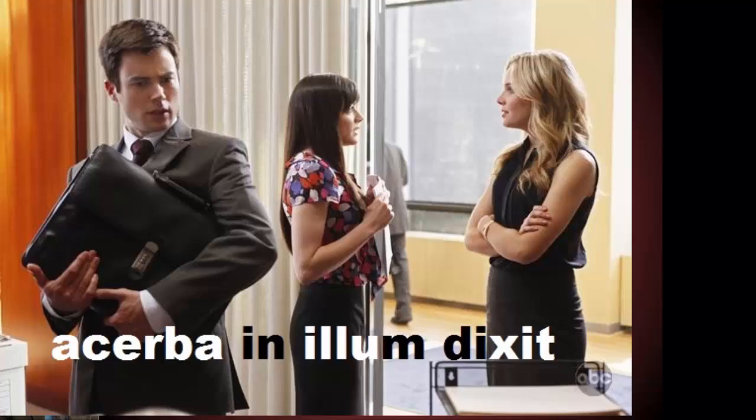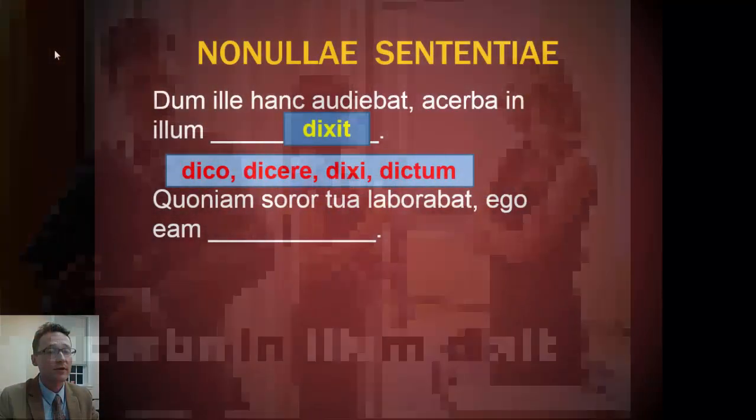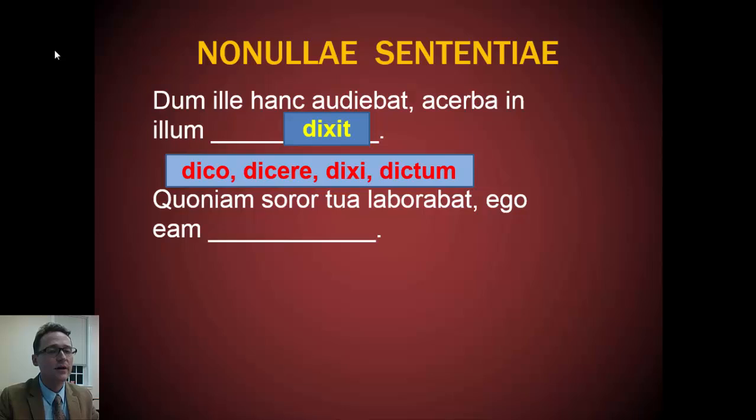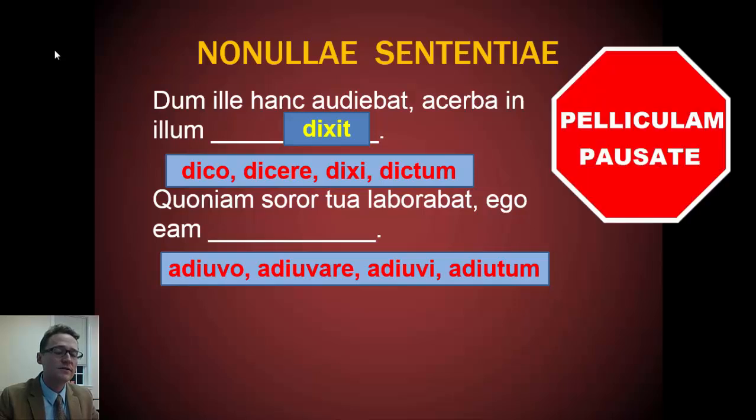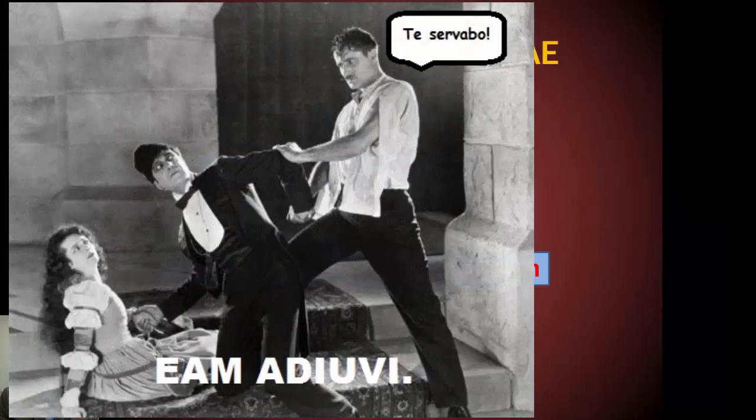Let's look at our next example. Quoniam soror tua laborabat, ego eam. So we want to say, because your sister was struggling, I helped her. And for this example, we're going to use the verb adiuvo, adiuvare, adiuvi, adiutum. So you should have, because your sister was struggling, I helped her. Quoniam soror tua laborabat, ego eam adiuvi.